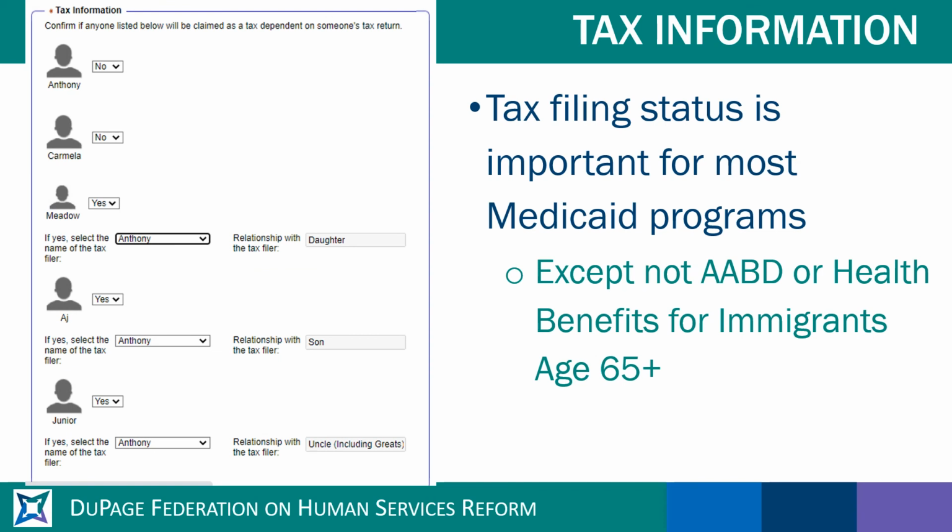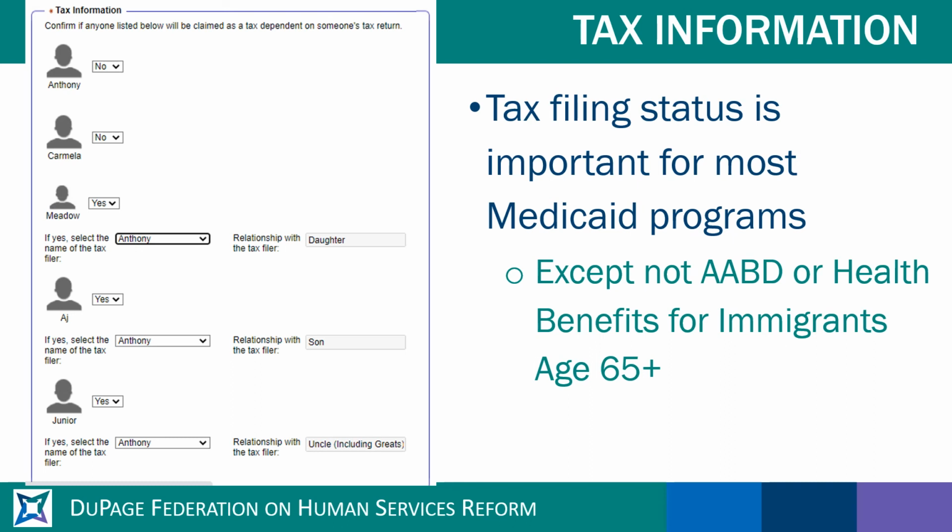Tax filing status is important for almost all of the Medicaid programs except the Aid to the Aged, Blind, Disabled, health benefits for immigrants aged 65 and older, and even Illinois foster children coverage. So it is important to indicate the tax relationship and whether or not anyone can be a dependent, and if yes, whom and what the relationship is. Medicaid uses a blend of tax filing rules and relationship rules to figure out who's in each other's household.